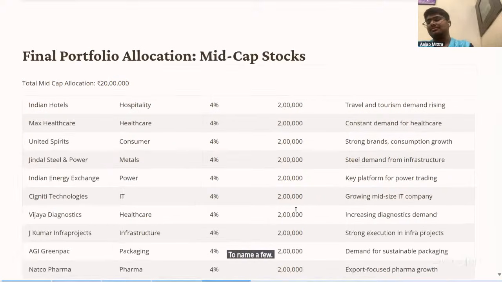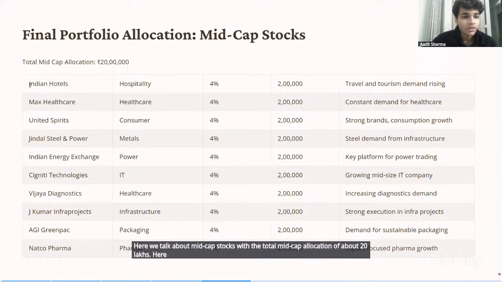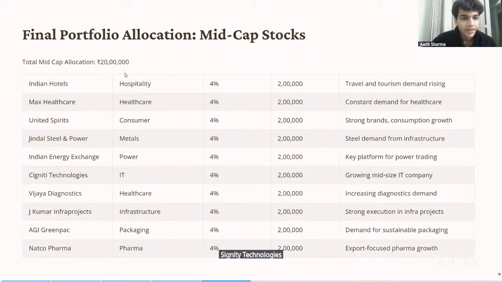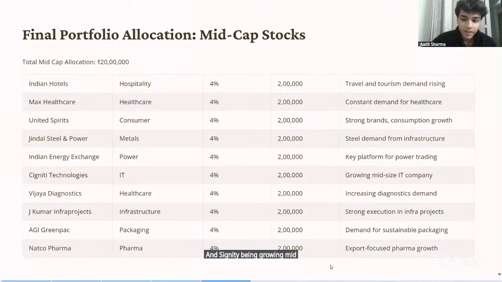Over to Adit. Here we talk about mid-cap stocks with their total mid-cap allocation of about 20 lakhs. Here we can talk about some names such as Indian Hotels, Signity Technologies, and Natco Pharma, each being in hospitality, IT, and pharma. We can see that they are related to travel and tourism, with Signity being a growing mid-size IT company, and Natco Pharma being about export pharma growth.